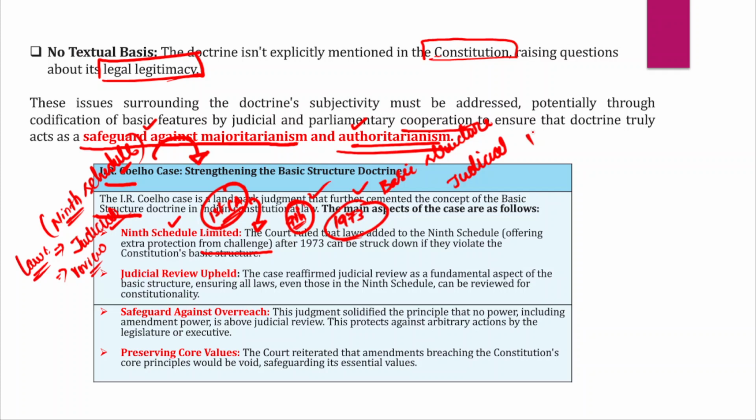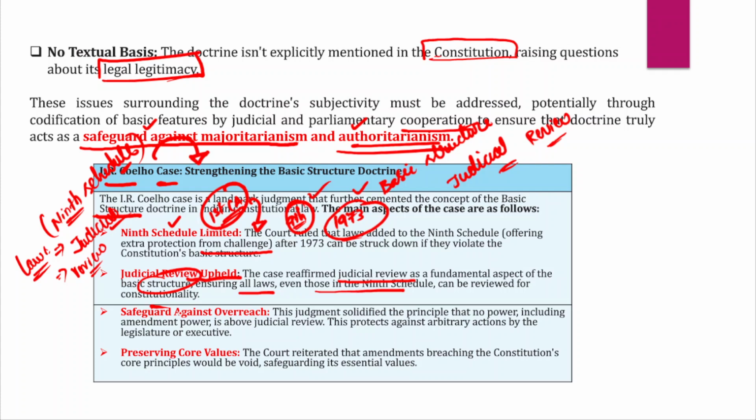So they are subjected to judicial review, and this is what the Supreme Court has held in the I.R. Coelho case. Similarly, judicial review has been upheld by the Supreme Court in the I.R. Coelho case, because the case has reaffirmed judicial review as a fundamental aspect of the basic structure, thereby ensuring all laws, even those in the Ninth Schedule, can be reviewed for their constitutionality.